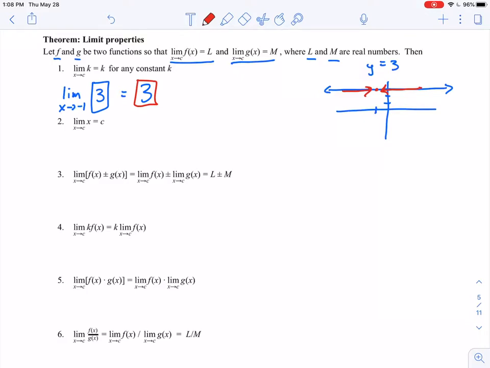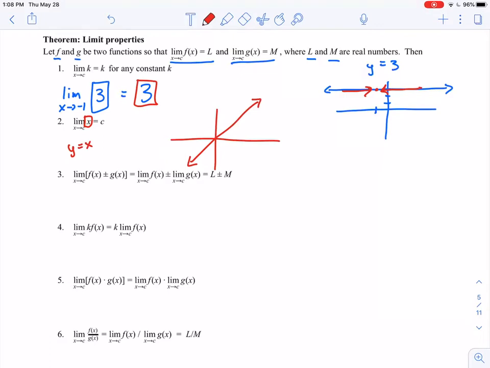Similarly, for the second property, here I have the limit as x approaches c of x is equal to c. So you can sort of think here about taking this c and almost just plugging that in for x, and so that is our limit. Again, you can also draw the graph of y equals x, because that is what we're really looking at. It's a line with a slope of 1 and a y-intercept of 0.